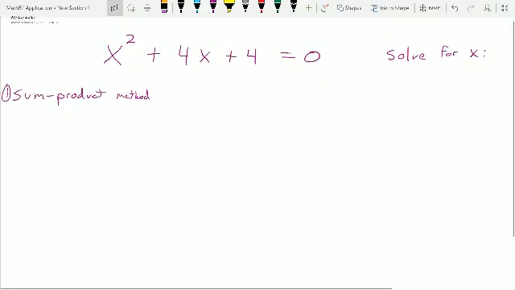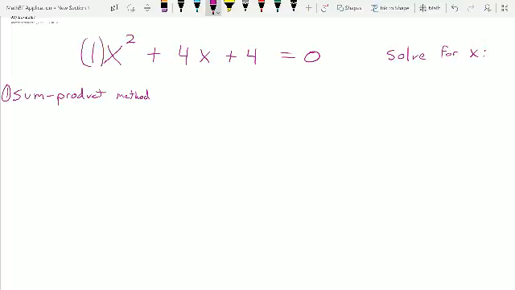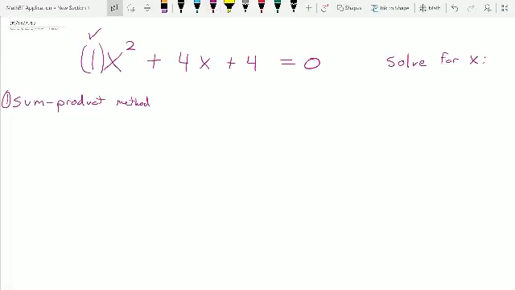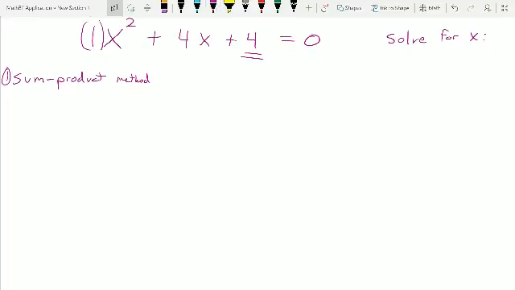And so the sum product method, the basis of this is to say, okay, you need to have a 1 for the coefficient of the x squared term. So that's good. We can definitely satisfy that. Then we look at the constant term, which is c. If we say it's ax squared plus bx plus c, the c is equal to 4. So what we're trying to do here is find 2 numbers that multiply together to give you 4, but then also add together to give you the middle number.